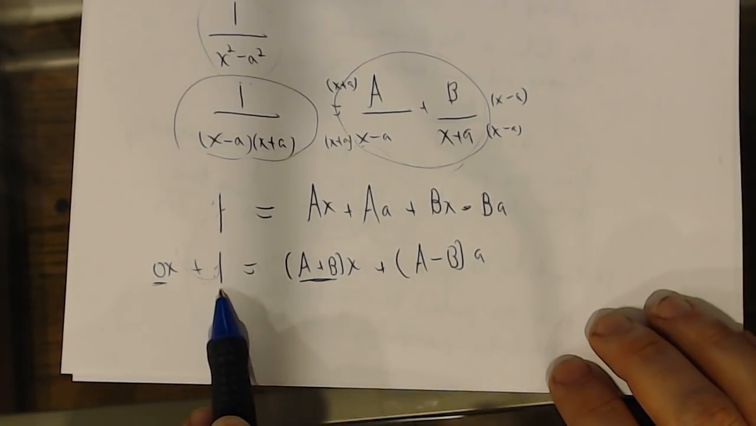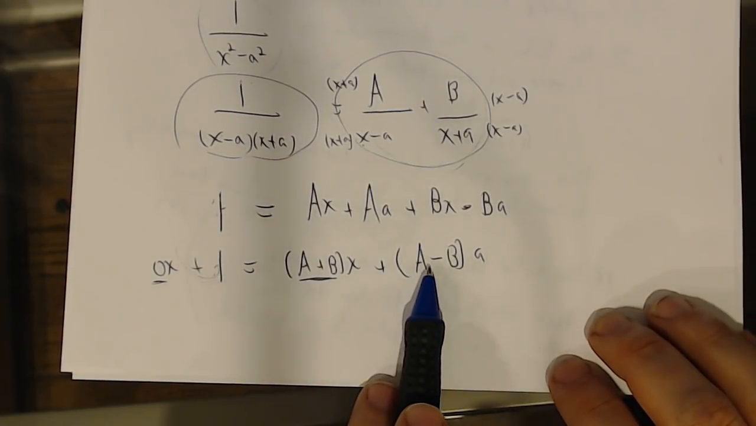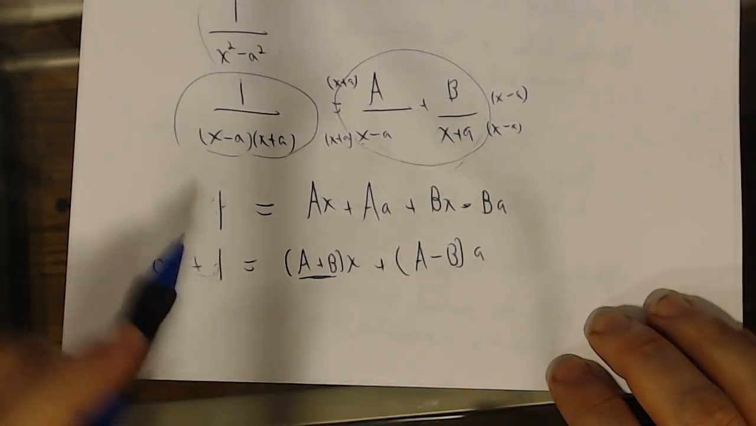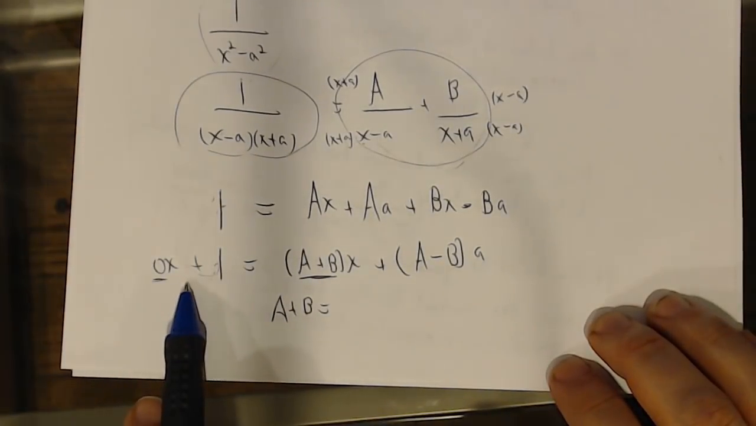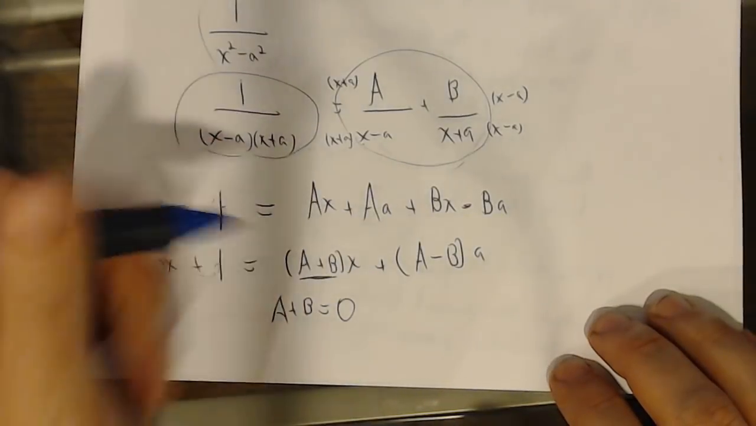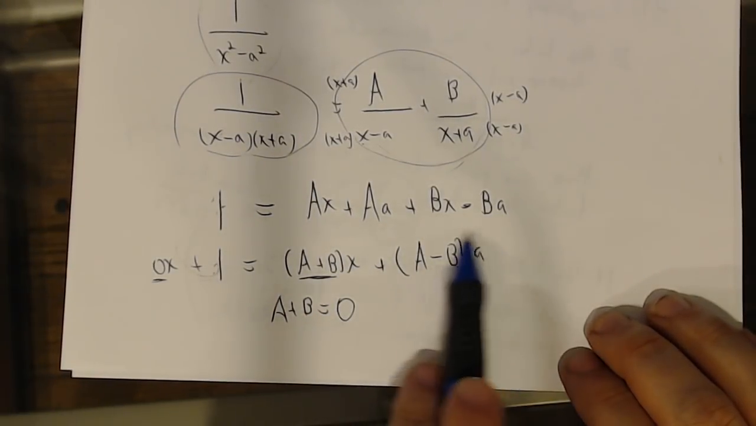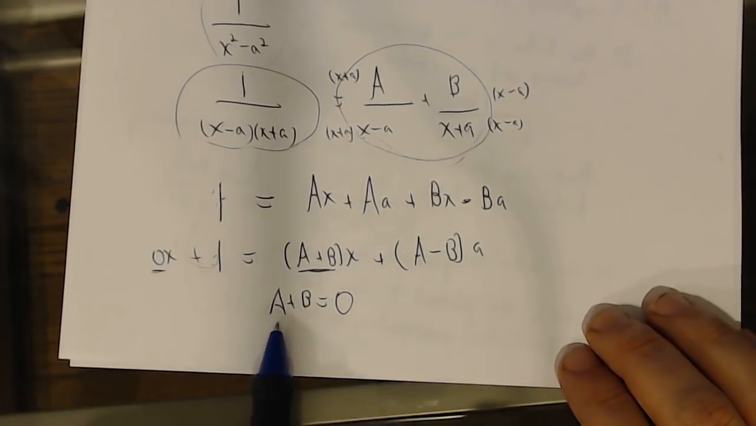So what do we notice here? What do I know? A plus B has to equal 0. And what do I want? I want this, which is my constant. And what does this mean here?